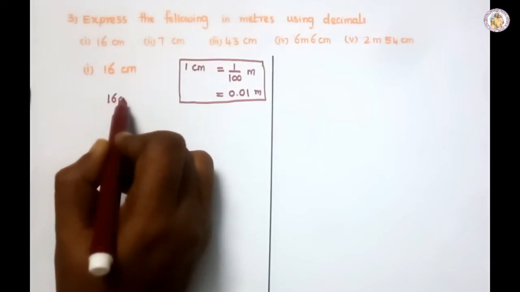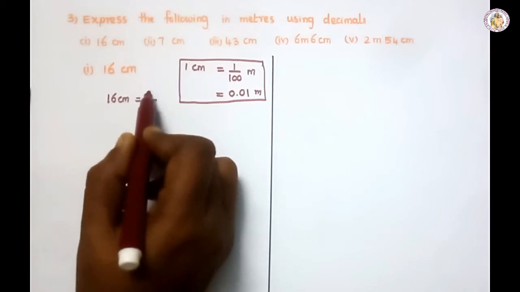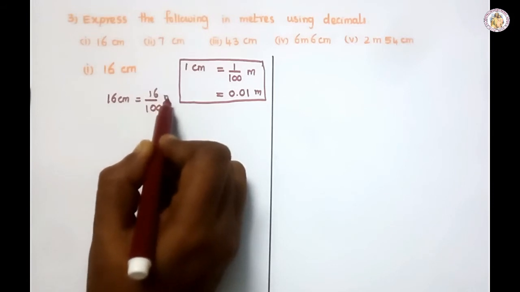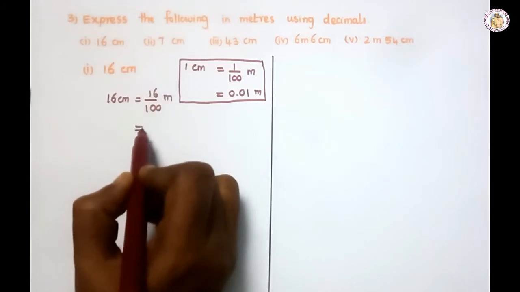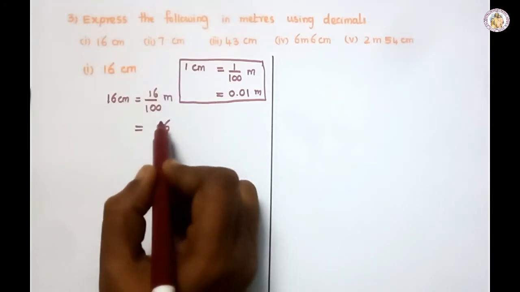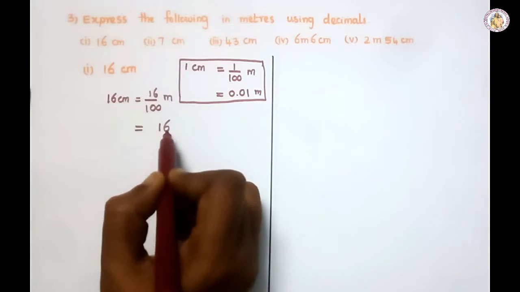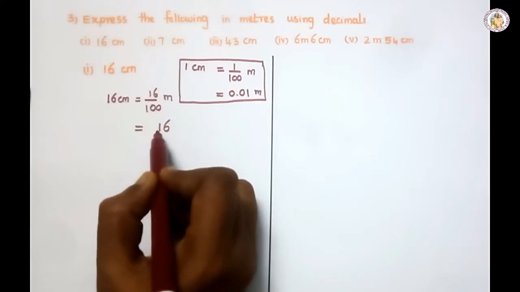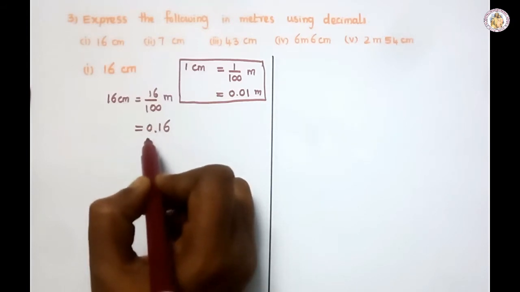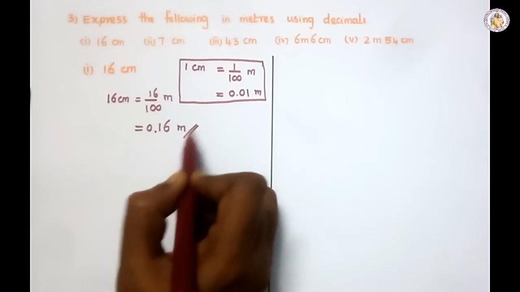Now 16 centimeter. 16 centimeter equal to 16 by 100 meter. Write down 16. How many digits before we have to keep the point? 2 digits. So before that we have to keep the point. So that is 0.16 meter. That is the answer.